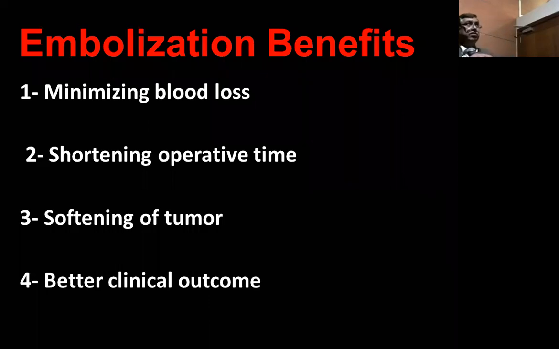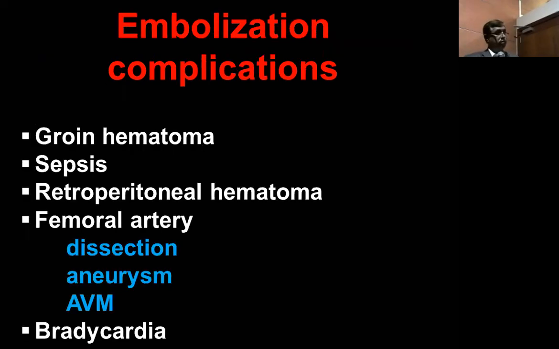So what are the benefits of embolization of any tumor? You would decrease the blood supply and decrease blood loss. Any unit of blood you give carries a risk, so if you don't give a blood transfusion, that's better. It will shorten your operative time, which is good. It will make the tumor soft, which is good. And all in all, you will have a better clinical outcome. So embolization on paper is useful.